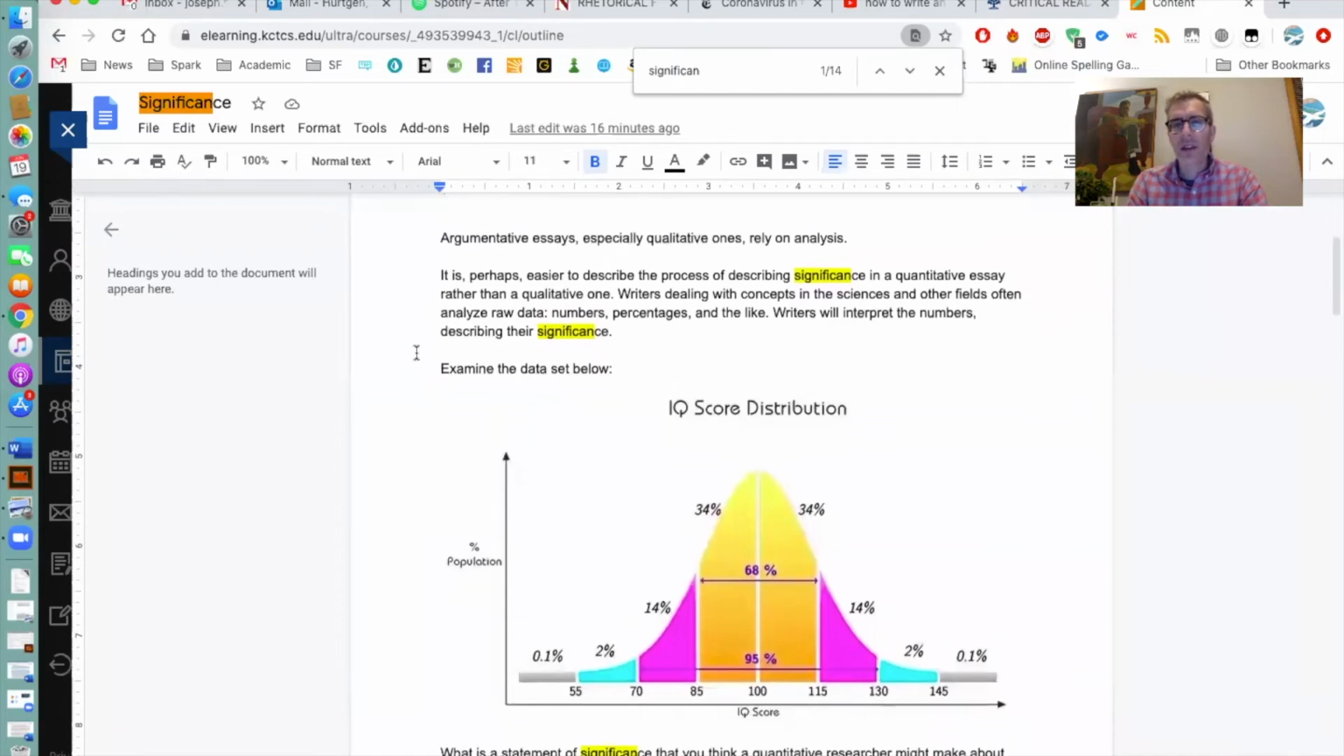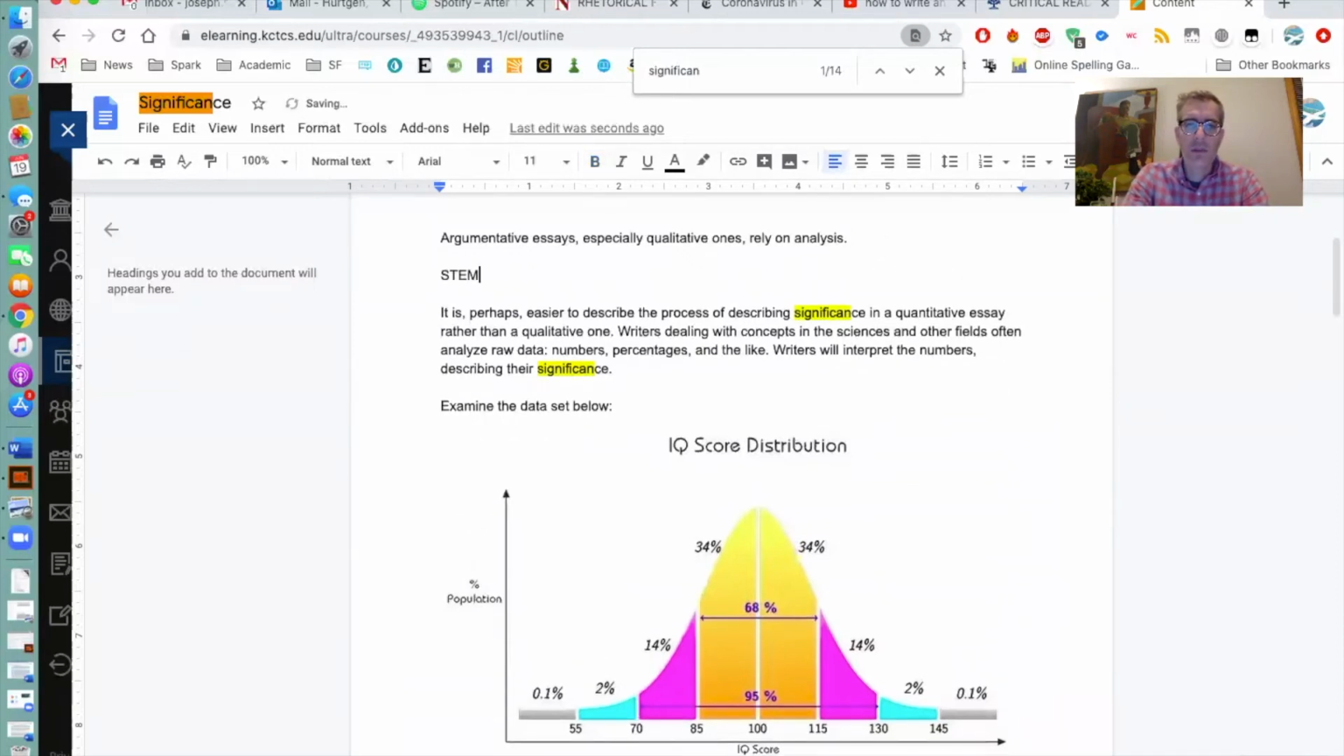Now, argumentative essays, especially qualitative ones, rely on analysis. It's perhaps easier to describe the process of uncovering the significance in a quantitative essay rather than a qualitative one, even though what you are asked to do is to write qualitative essays in this class. But writers dealing with the concepts in the sciences and STEM fields, you think science, technology, engineering, mathematics, and I could write that down, STEM, science, technology, education, mathematics.